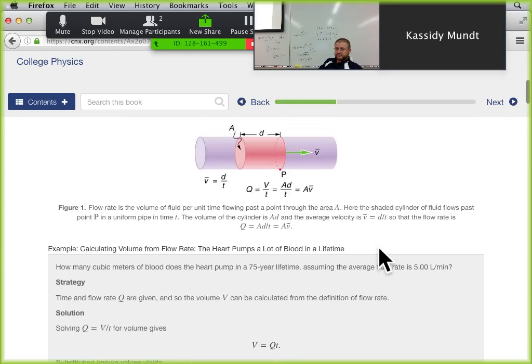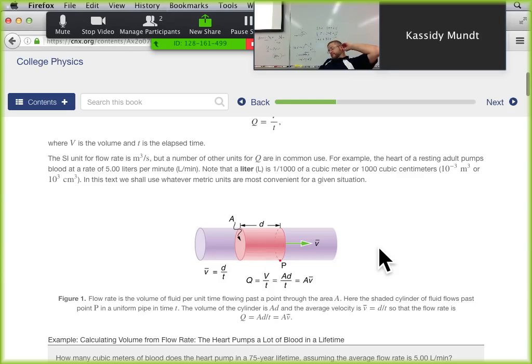So you're measuring the time it takes to move from one point to another? Yeah, it takes the whole volume to move through. When the front of the volume hits that point, you start your watch. And when the back of the volume hits that point, you stop your watch. And that's the time it takes for that volume to move through that point.